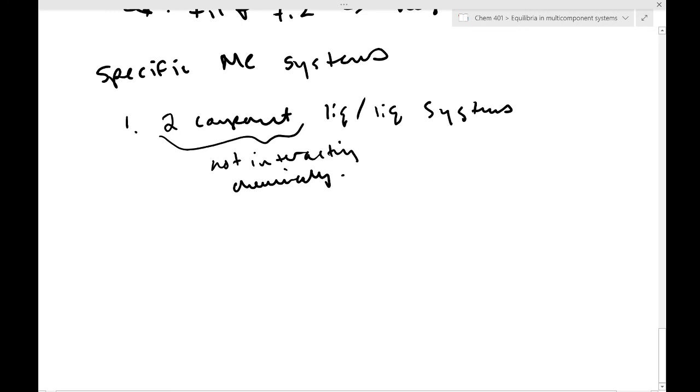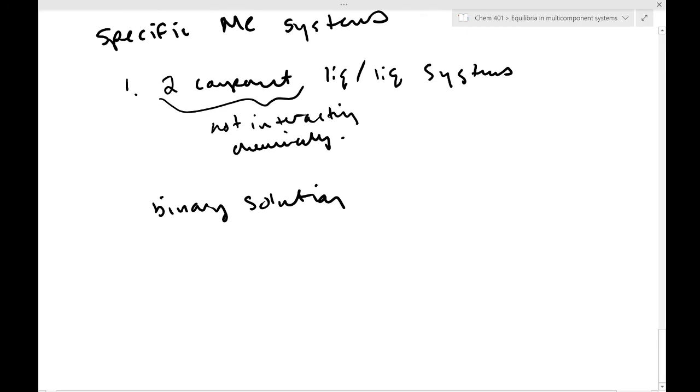Okay, let's consider a binary solution. Let's consider a binary solution that has two liquid components that are not interacting chemically. We can use the good old Willard's phase rule. So F is equal to C minus P plus 2 to determine the number of degrees of freedom we have to define in order to completely define the state of this system.